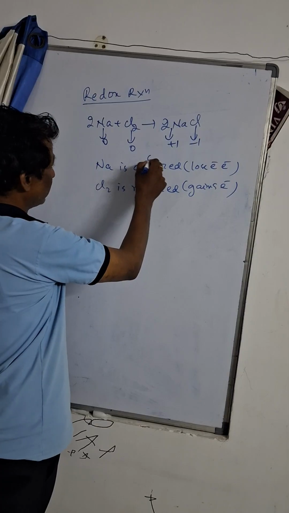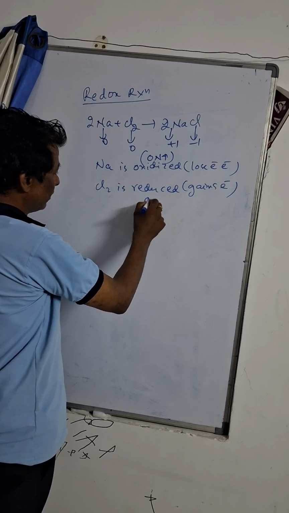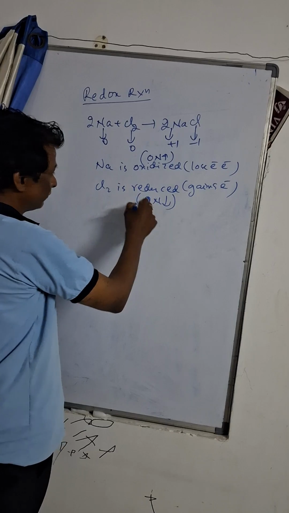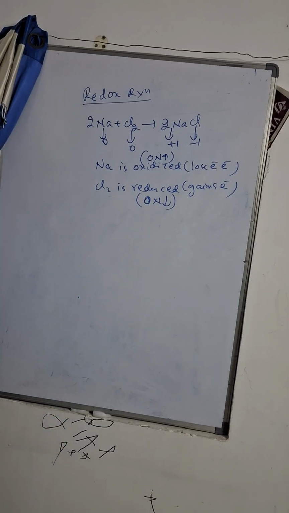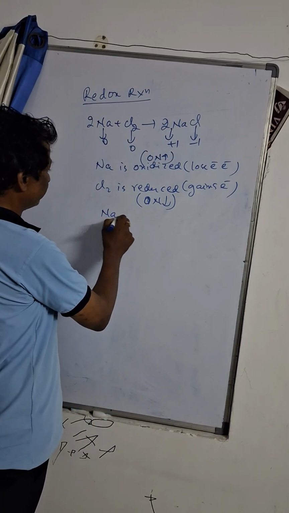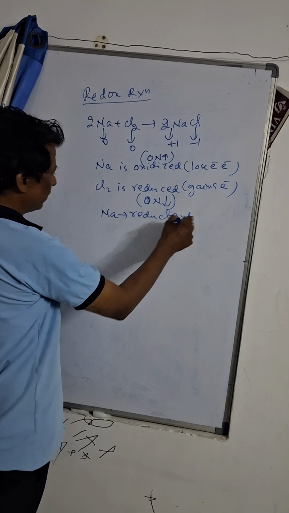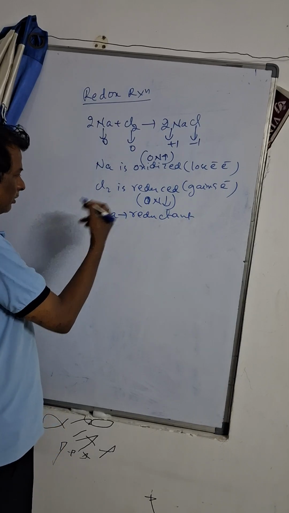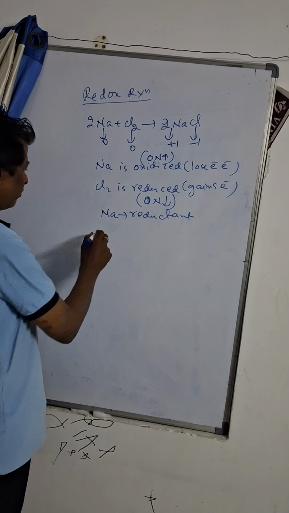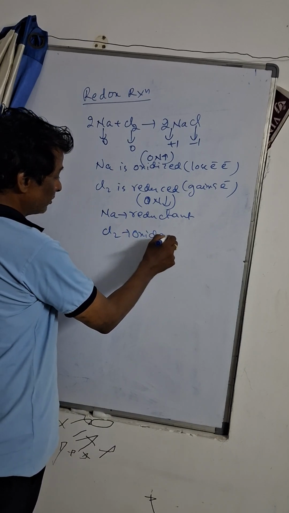Oxidized means oxidation number increases. Reduced means oxidation number decreases. So overall it is a redox reaction. Electrons are transferred from sodium to chlorine. Sodium is the reductant because it loses electrons, or it is oxidized. Chlorine is the oxidant. It gains electrons.